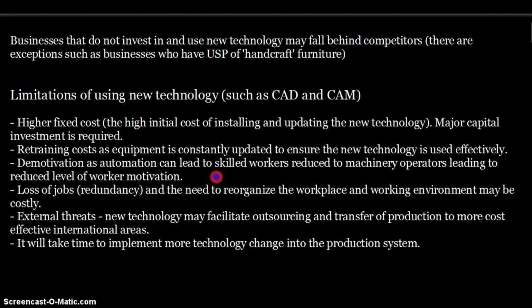But that's when we're talking about general technology. We can also talk about CAD and CAM separately, their benefits and drawbacks or limitations, in a separate video after this one. There will be loss of jobs, perhaps redundancy, and the need to reorganize the workplace and working environment, all of which may be costly. External threats could be there, like new technology may facilitate outsourcing and transfer of production to more cost effective international areas. And finally, it will take time to implement technology change into the production system.